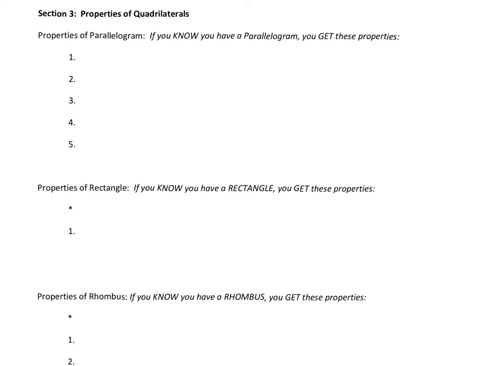So if we look at the properties of a parallelogram, we have 5 extra properties that we haven't even talked about yet. The definition of a parallelogram we know is that they have 2 pairs of parallel sides. That's all we know so far. So if I have my parallelogram, all I know right now is that this side is parallel to this side, and that side is parallel to that side. But because of those parallel sides, we get a whole lot of other properties as well.